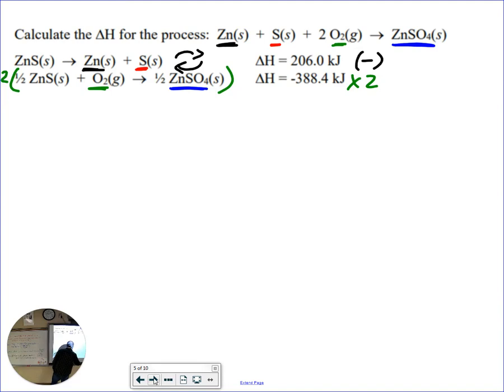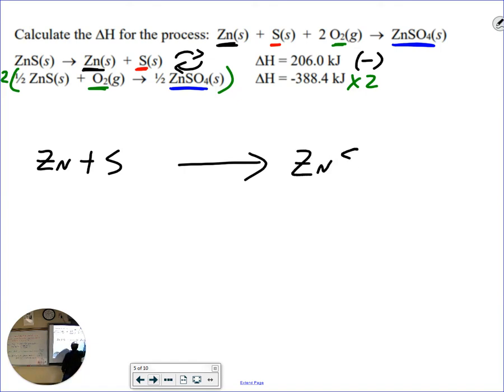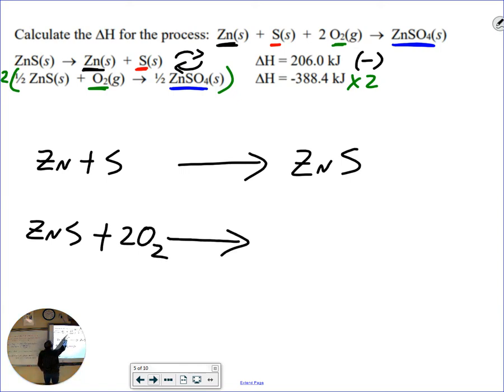Okay, I'm going to rewrite my equations down here. I'm going to start with the first one. I'm going to flip it around backwards, so it's going to be zinc plus sulfur yields ZnS, zinc sulfide. Okay? The bottom one, I'm leaving it in the same direction, but I'm just going to double it. So what's 2 times 1/2? 1. So ZnS plus 2O2 yields, again, 2 times 1/2 is 1, so ZnSO4.